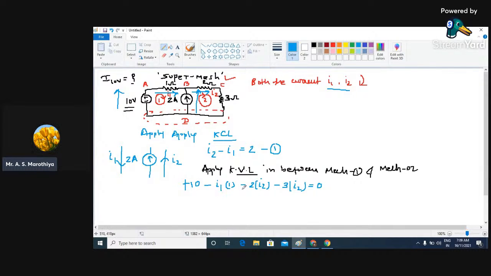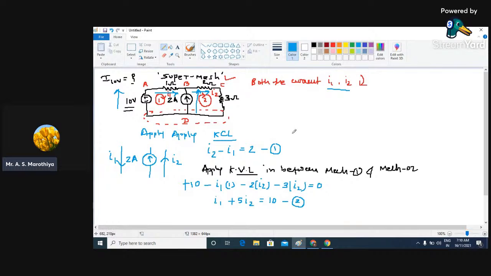If you rearrange the structure and solve this equation, we get I1, then 2 plus 3, which is going to be 5. So I1 plus 5I2 is going to be equal to 10. Let this be your equation number 2.